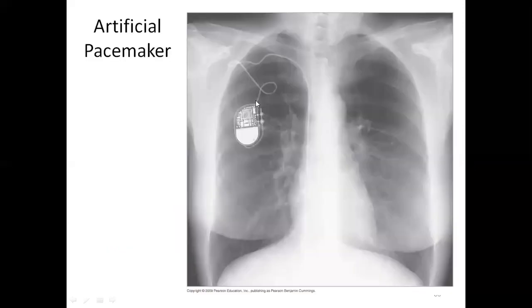This is an artificial pacemaker. You must have heard that a person had surgery and was given an artificial pacemaker because it helps to regulate the conductivity. So an artificial pacemaker is inserted which controls the conduction.